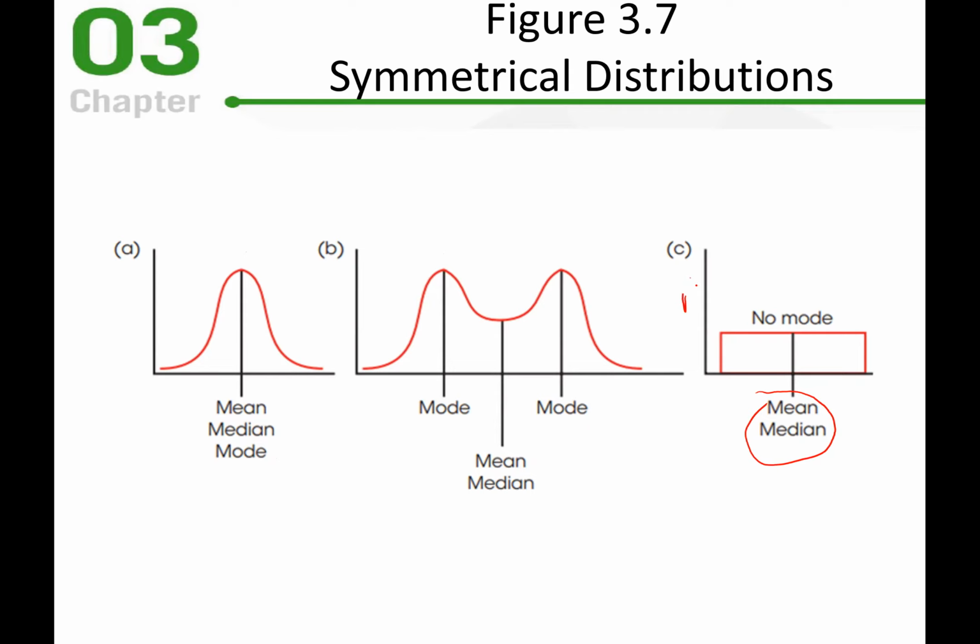The y-axis is talking about the frequencies. Each score in this 1, 2, 3, 4, 5 has the same frequency. So let's say this is 1, let's say this is 2, let's say this is 4. Each score has the same frequency. If they all have the same frequency, then there really isn't a mode to talk about. So there's no mode in this particular symmetrical distribution.